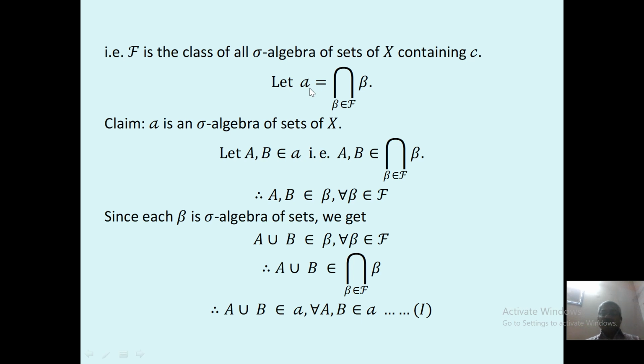તો સિગ્મા અલ્જીબ્રા ઓફ સેટ્સ હોવા માટે 3 કન્ડિશન બતાવવાની છે. ત્રણ કન્ડિશનમાં ફર્સ્ટ કન્ડિશન એવી છે કે બે સેટ લઈને એનો યુનિયન પણ એમાં હોવો જોઈએ. તો our claim is A is a sigma algebra of sets of X. Let A, B belongs to script A. Script A શું છે? Intersection of members of script F. So that is A, B belongs to intersection of members of script F.